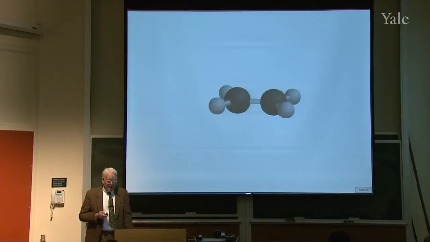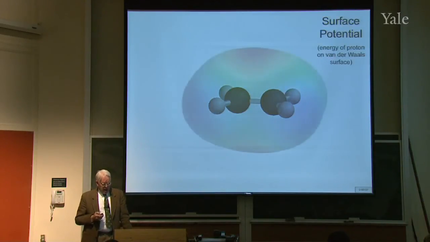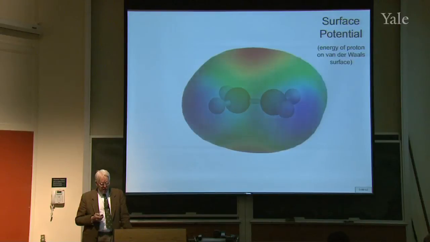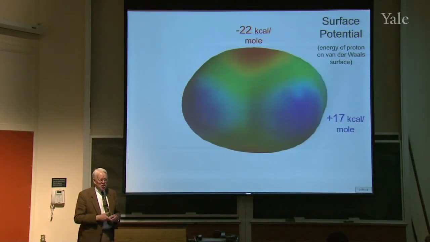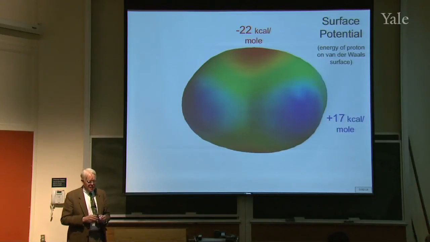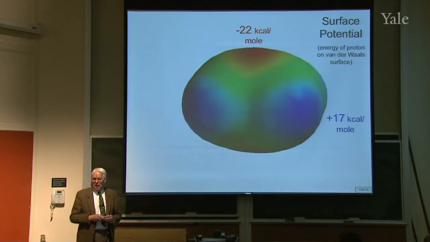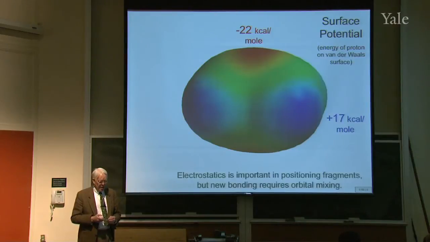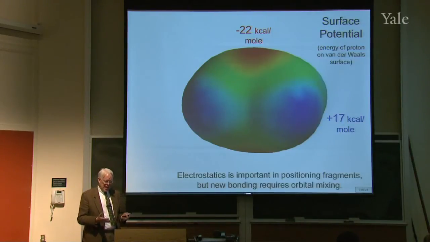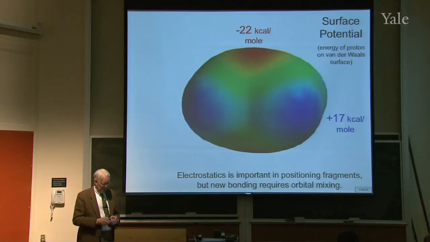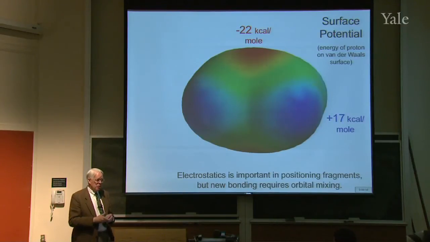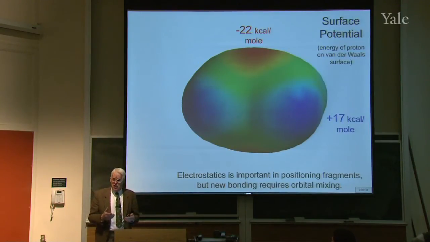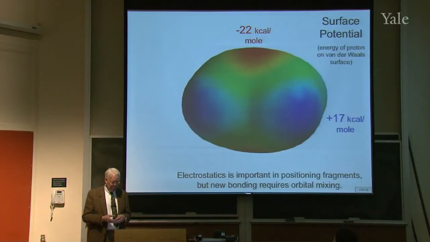So here's ethylene, an alkene, and we can look at the surface potential to see the energy of a proton on the van der Waals surface. A proton likes to be up above where the double bond is, and it doesn't like to be around where the hydrogens are, right? So this electrostatic feature of the surface of the molecule is important in positioning the fragments before they begin to react. But new bonding requires mixing orbitals, not just positioning things electrostatically.